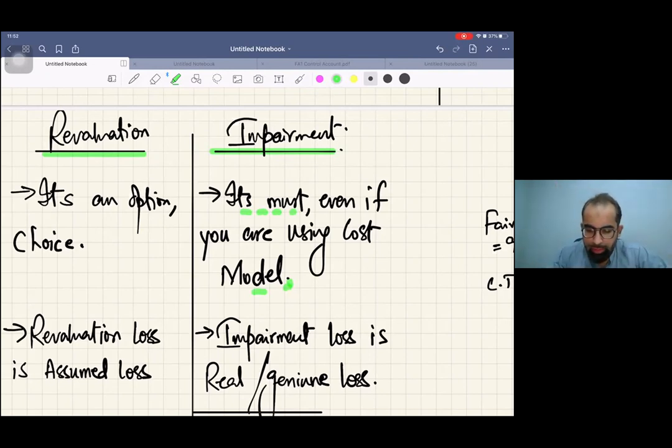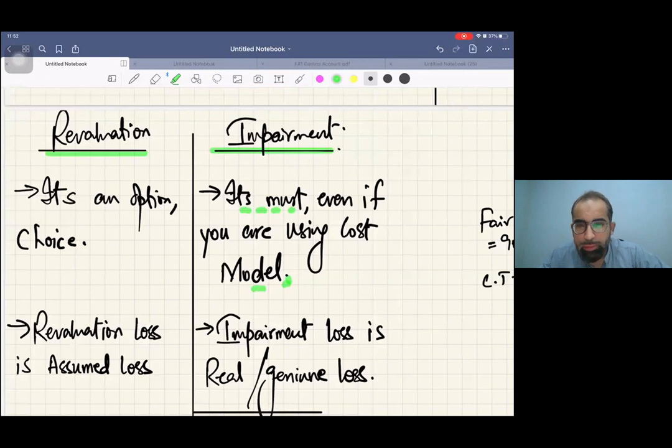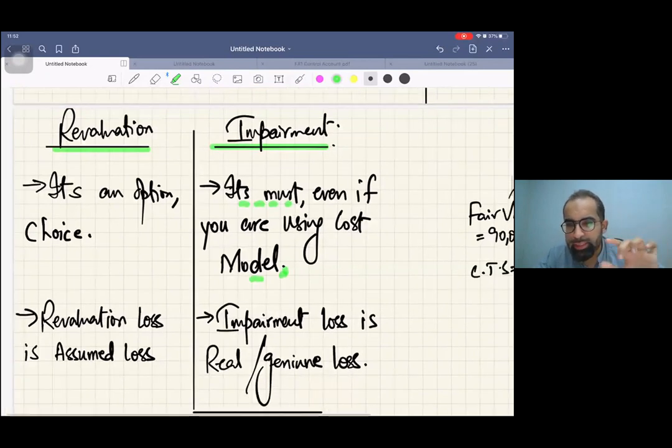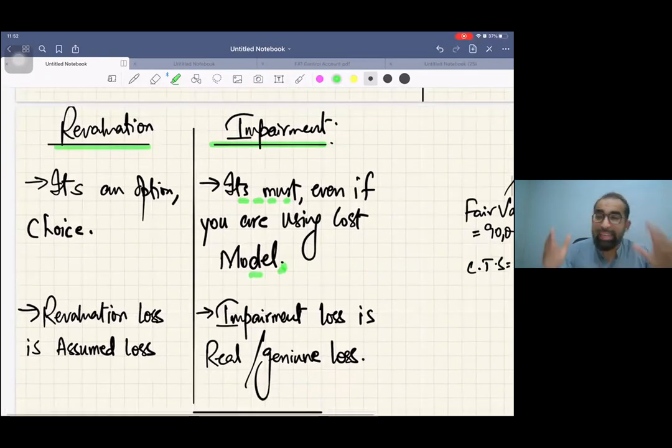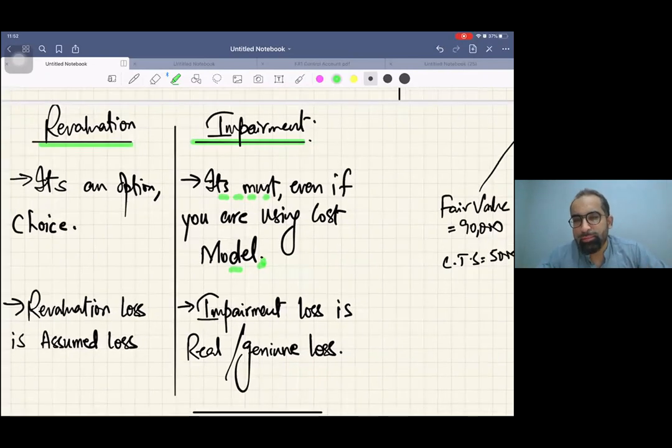Number two, second line. I'll use some practical wordings, practical examples as well, okay? Revaluation loss is assumed loss. Impairment loss is real, genuine loss.